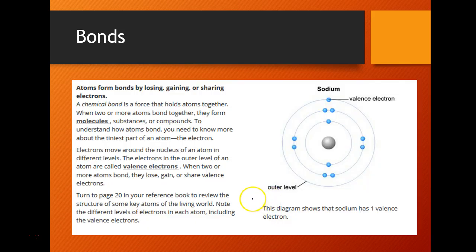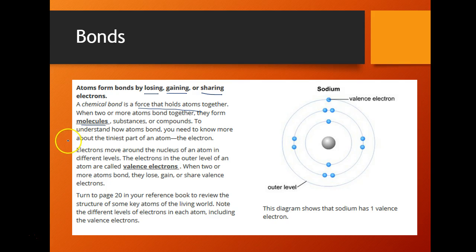Okay, so let's just go over what bonds are in general. So atoms form bonds by either losing, gaining, or sharing electrons. In the last lesson, we talked about protons, neutrons, and electrons that are present in all atoms. When we talk about bonds, we talk about the relationship between electrons between different atoms. So a chemical bond is a force that's going to hold atoms together. When two or more atoms bond together, they're going to form molecules. So again, molecules are just when two or more atoms come together.